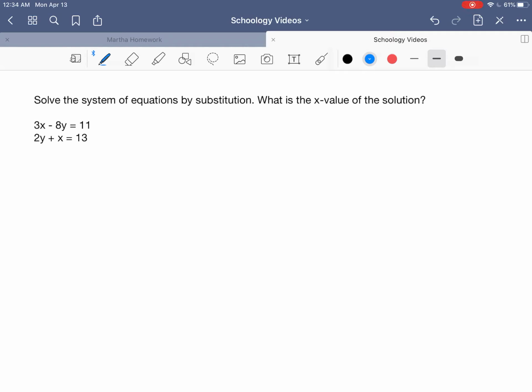Hi, I'm here to teach you guys how to solve systems of equations by substitution now. Substitution is another method of solving equations, but notice that your systems of equations should always have an answer that includes both an x and a y. It should be an ordered pair. It should have an x comma y answer.